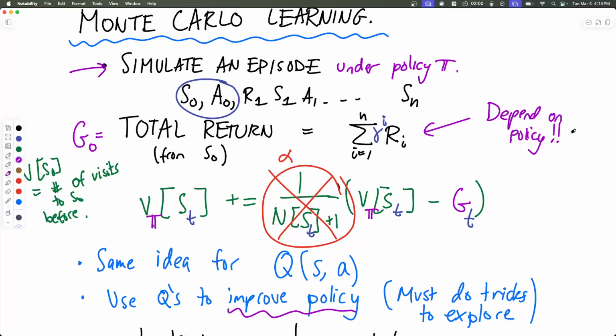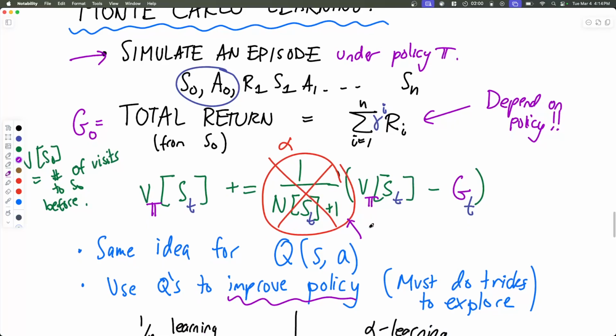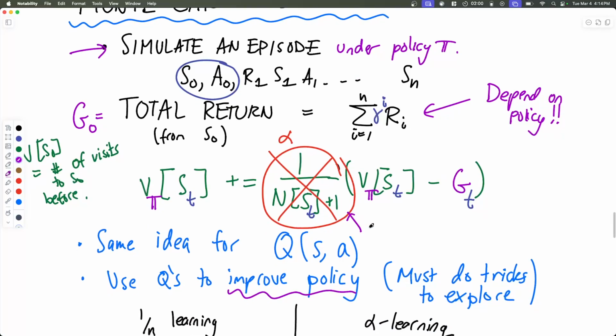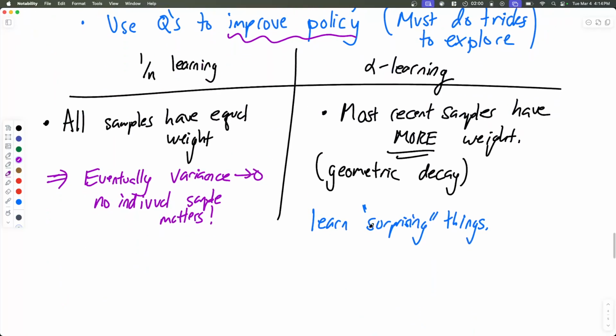And we are hoping that the value function v always represents the current policy we're following. So if you're using this constant update rule, it will forget the old policies and remember the new policies. So more recent samples have more weight, and a more accurate way to say learn surprising things is: you can learn new things about the new policies. So learn the new policy more.